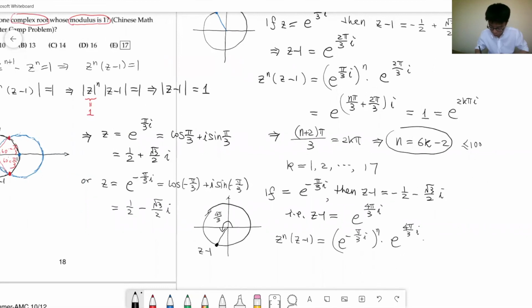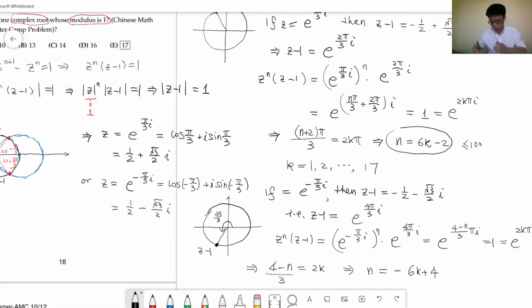This can be simplified into exponential (4 minus n) divided by 3 pi i, and this equals 1, okay? But 1 we know equals exponential 2k pi i. So we must have the following condition for n: (4 minus n) divided by 3 is 2k pi, so 2k, which means n is minus 6k plus 4.